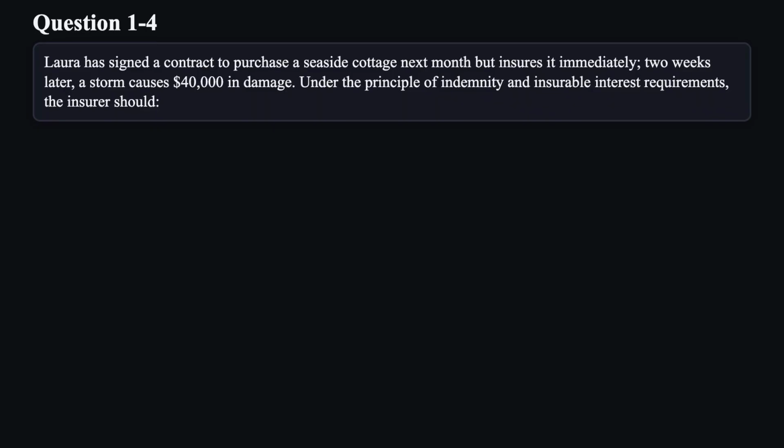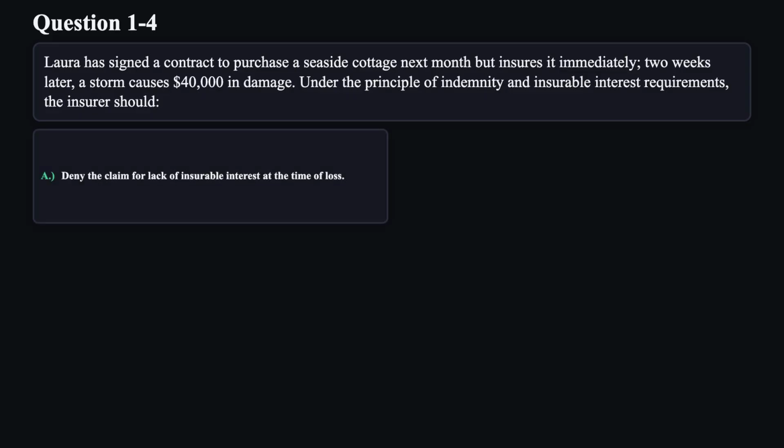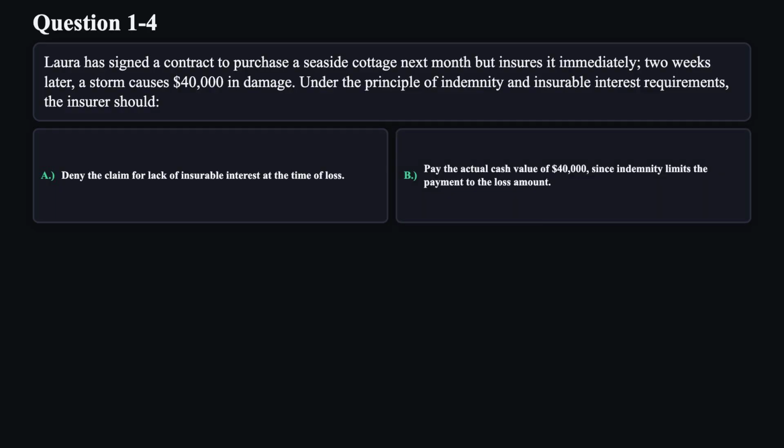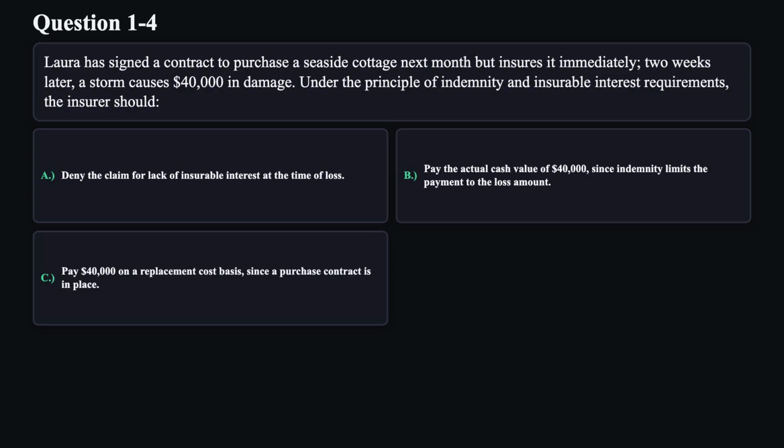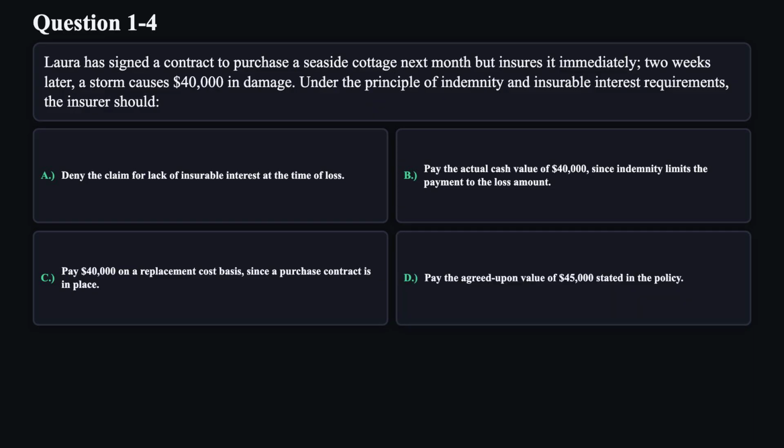Question 4. Laura has signed a contract to purchase a seaside cottage next month, but insures it immediately. 2 weeks later, a storm causes $40,000 in damage. Under the principle of indemnity and insurable interest requirements, the insurer should: A. Deny the claim for lack of insurable interest at the time of loss. B. Pay the actual cash value of $40,000 since indemnity limits the payment to the loss amount. C. Pay $40,000 on a replacement cost basis since a purchase contract is in place. D. Pay the agreed-upon value of $45,000 stated in the policy.